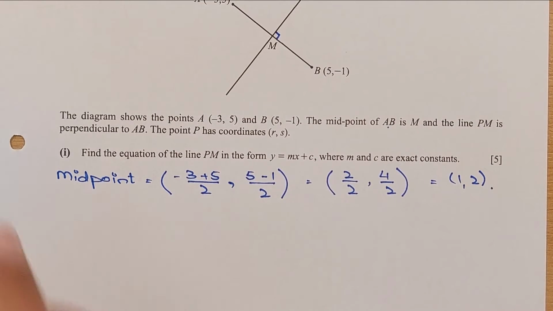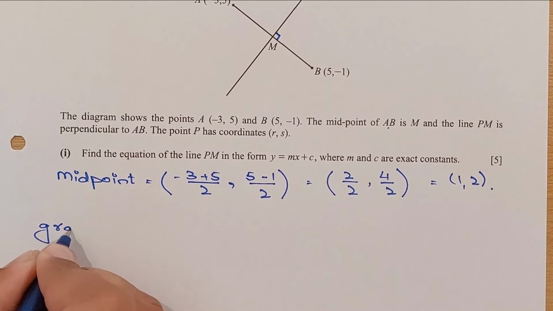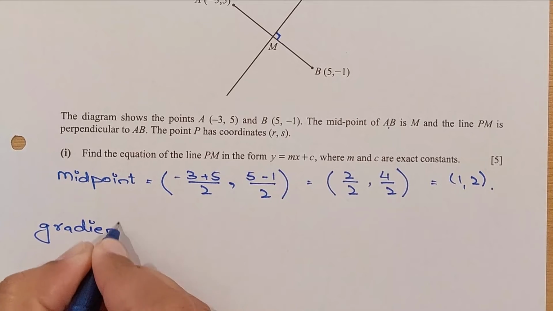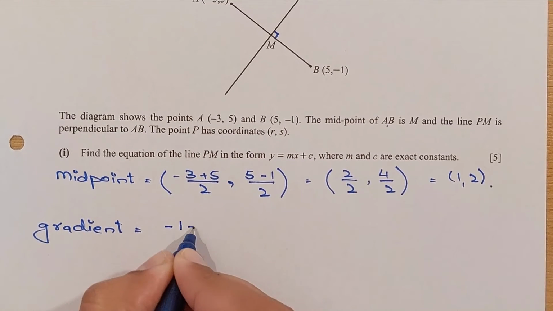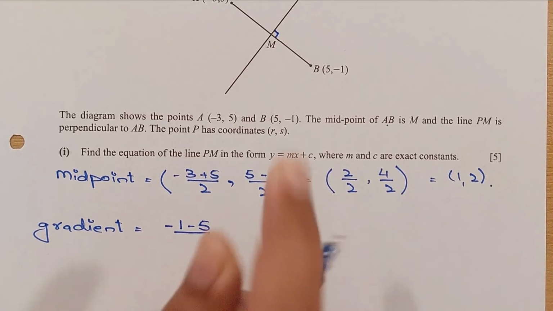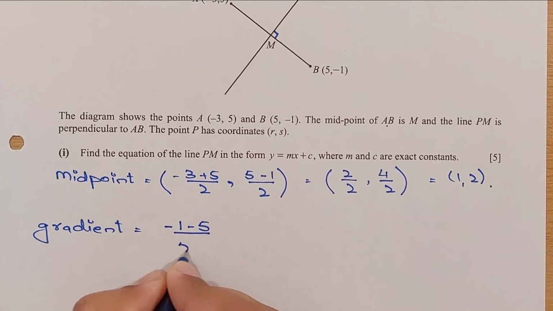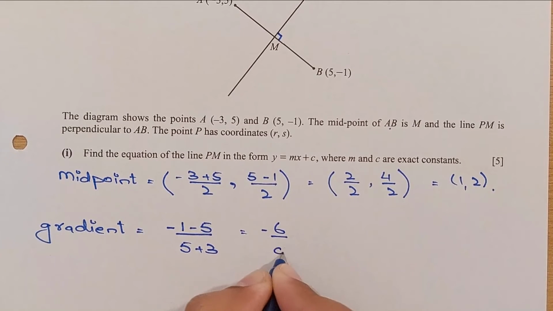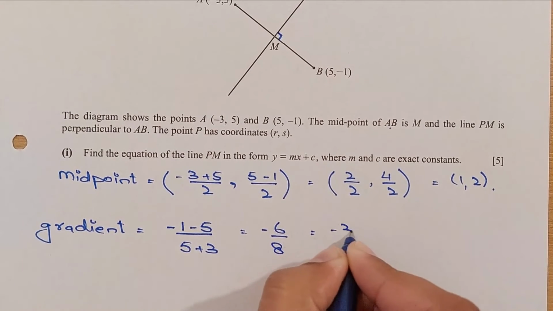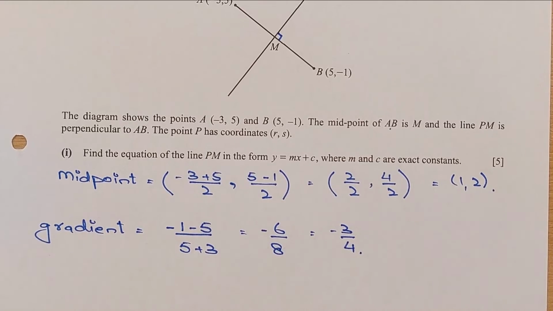Now let me find the gradient or the slope, the m value of AB. y2 minus y1, minus 1 minus 5, over x2 minus x1, 5 plus 3. This equals negative 6 over 8. 2 times 3 is 6, 2 times 4 is 8, right?